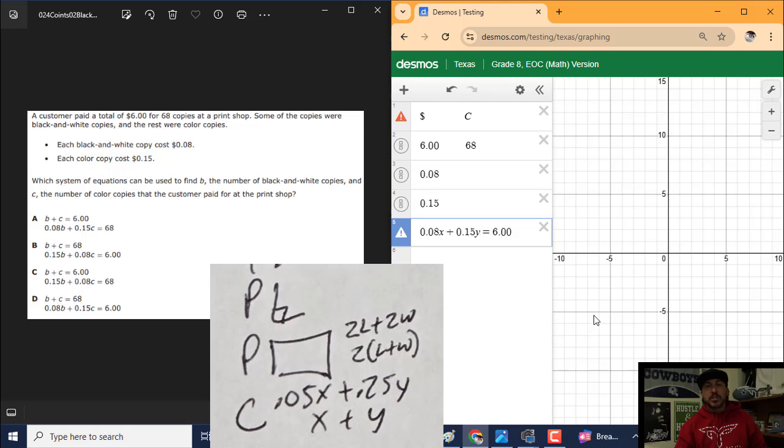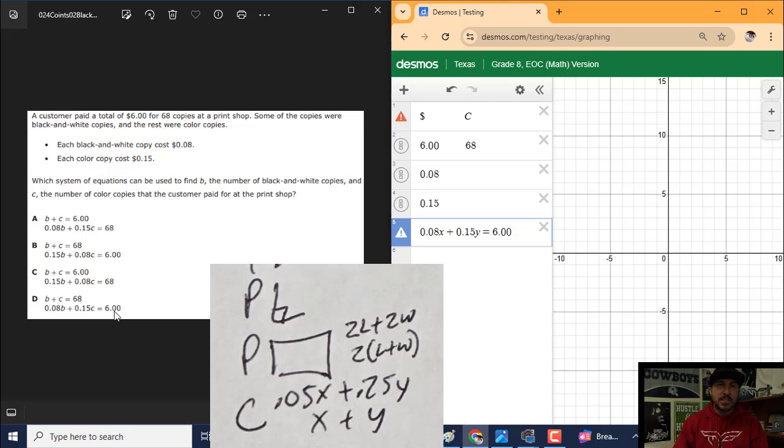I'm looking for that equation. 0.08 plus 0.15 equals 6. 0.08, yep, plus 0.15, yep, equals 68. No, that doesn't have a dollar sign. He doesn't belong with them. That's not part of the 3 in a row. Get out of here. 0.15, nope, that's backwards. 0.08, yes. 0.15, yes. 6, got it. He's the only one that has it.